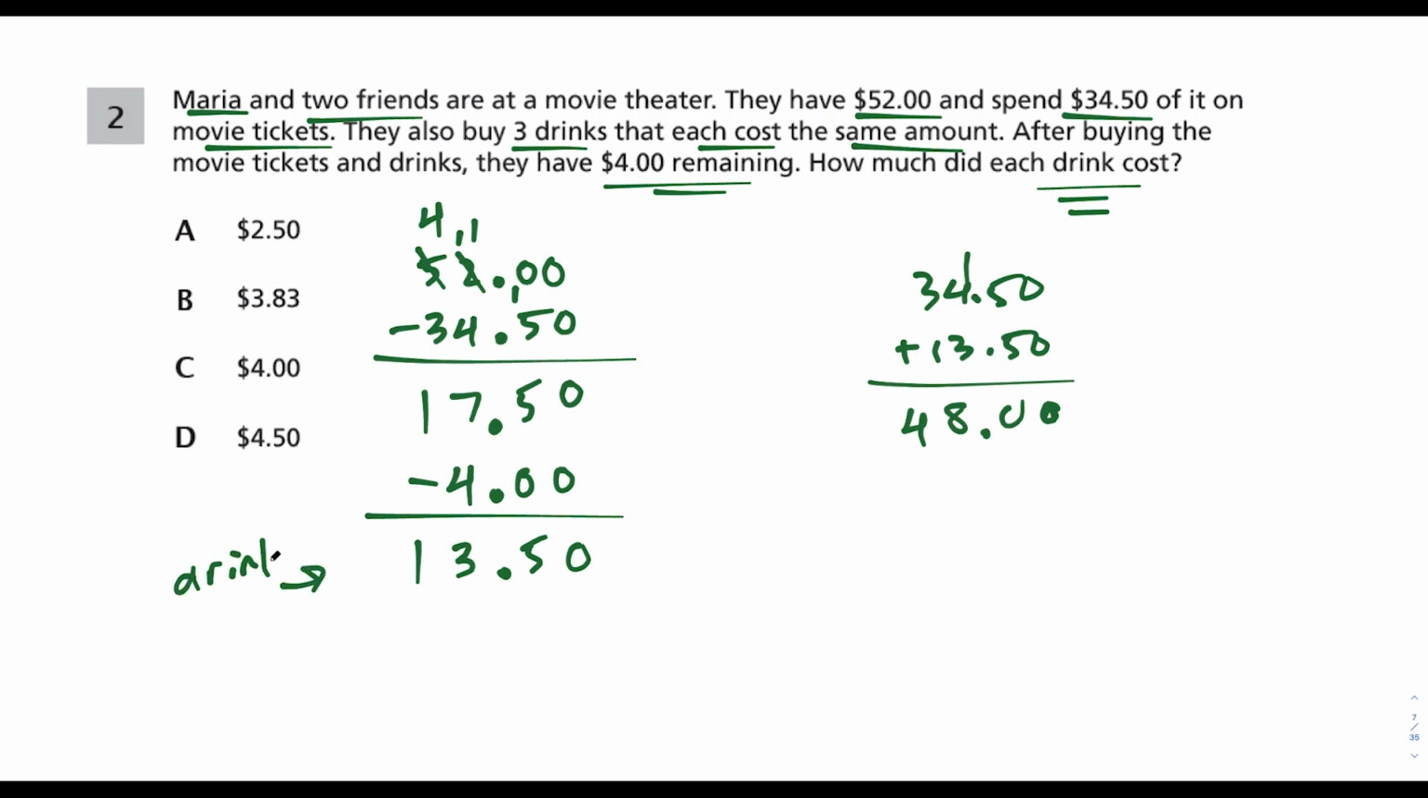Okay, drinks cost $13.50. So if we want to know how much each drink costs, they all cost the same. We're just going to divide this by 3. So once again, I could use a calculator, or I could say 3 goes into 13 4 times with a remainder of 1. I'm going to put the decimal up. And then 3 goes into 15 5 times. 3 goes into 0 0 times. So $4.50 is the price of each drink.